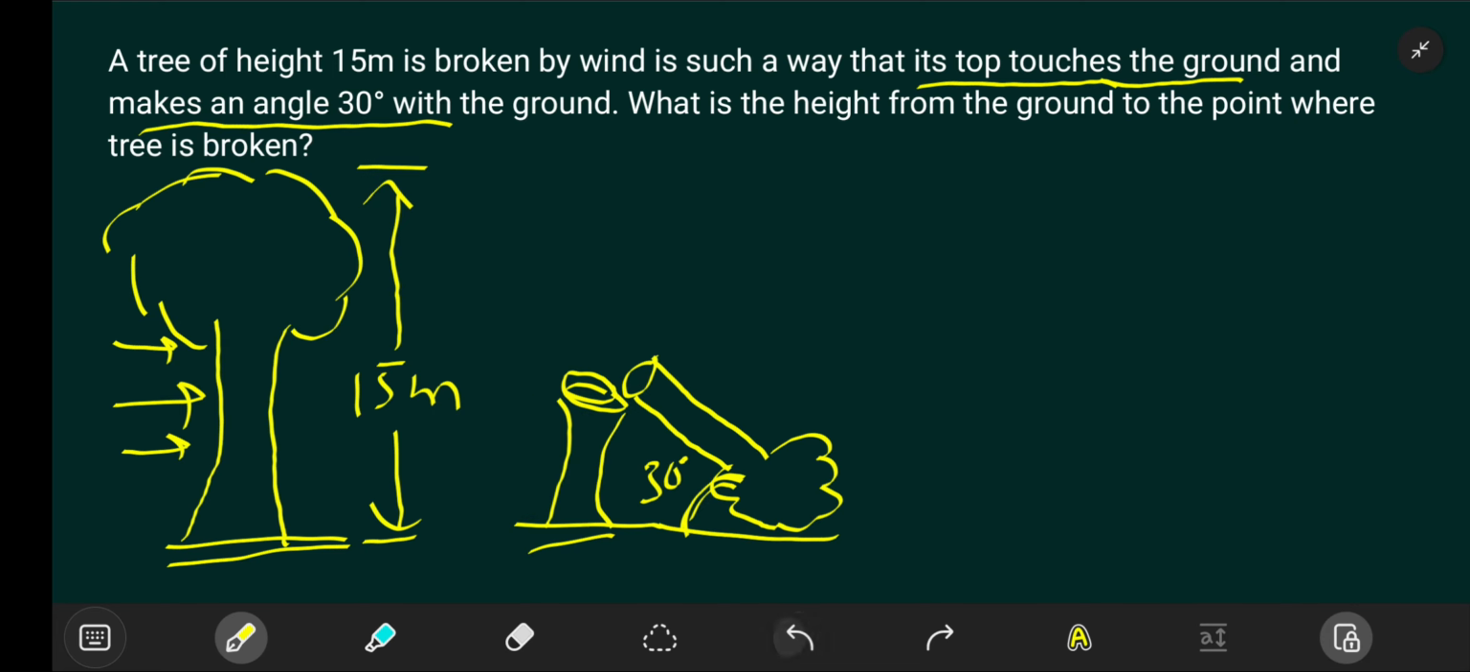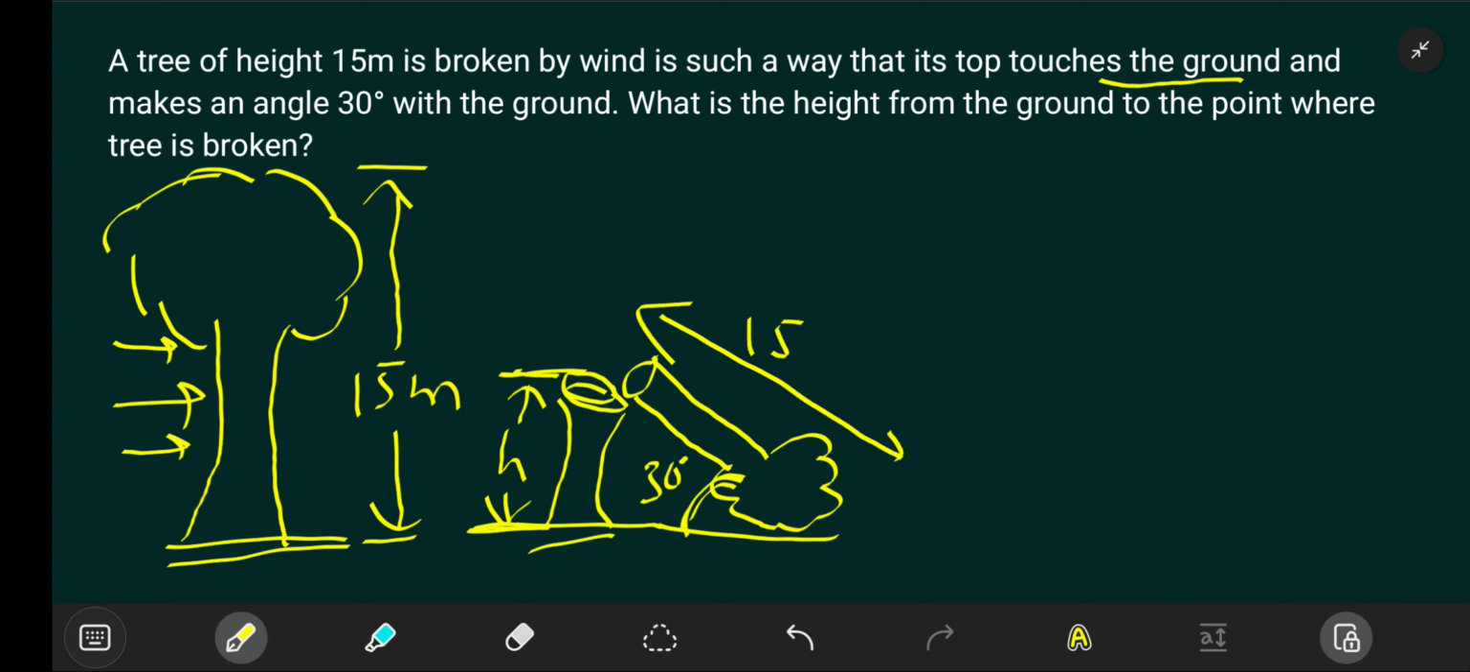Let the height between the ground and the broken point be h. I assumed it as h. The remaining height will be 15 minus h. Yes or no? The complete height of the tree is 15 meters. I have taken the broken height as h meters, then the remaining part will be 15 minus h. Yes or no?